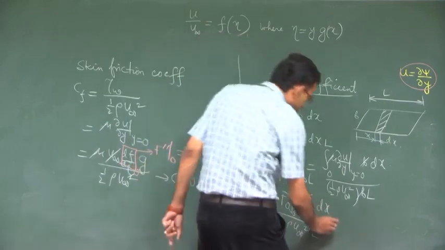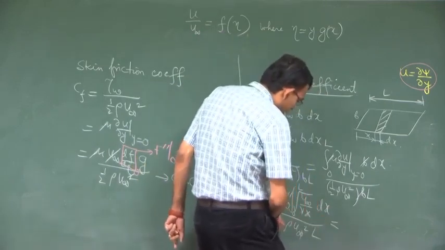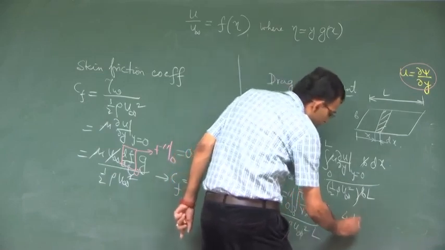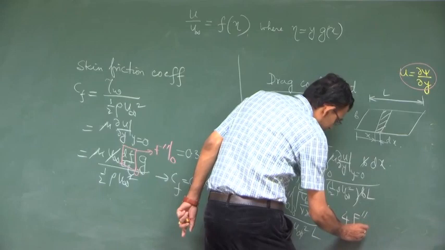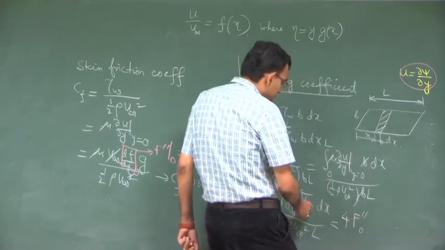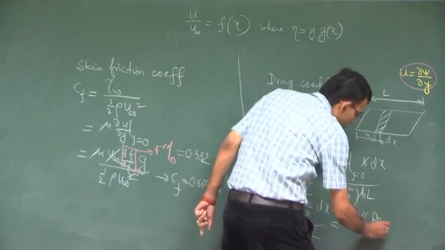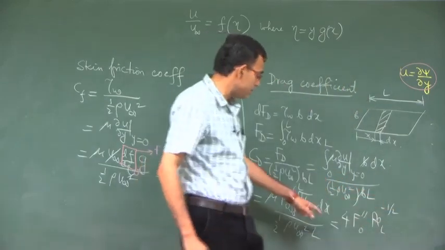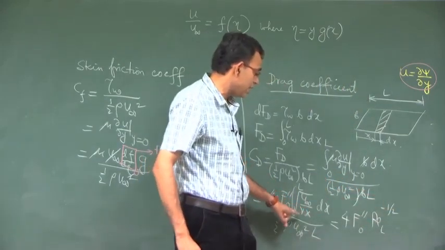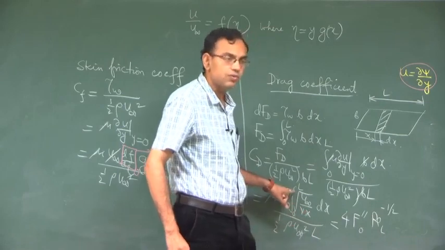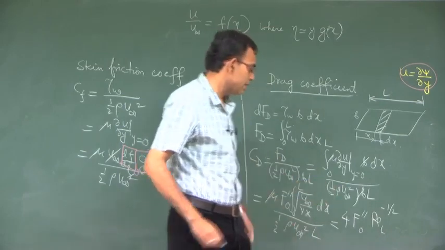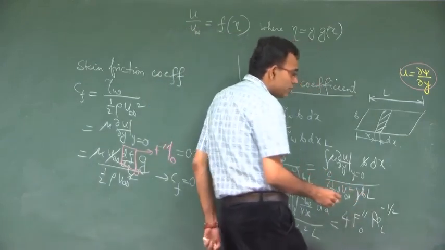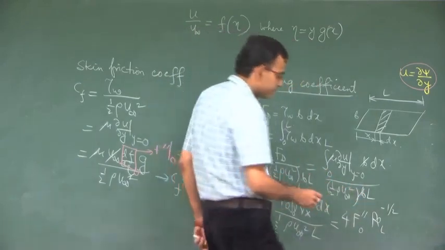So, this will be this half into half, when this goes to the numerator it will be 4 into f double dash 0 into this will now become Reynolds number to the power minus half, where Reynolds number is based on L, because this L x when the definite integral will be put it will become L. So, this will be 4 into 0.332, that is 1.328.